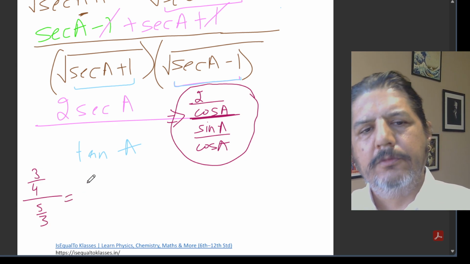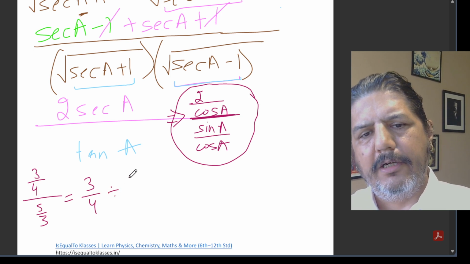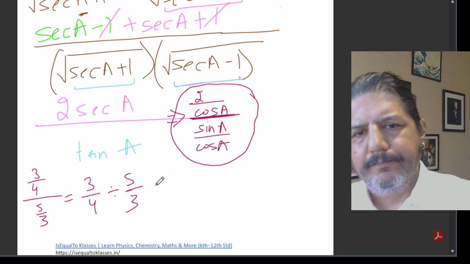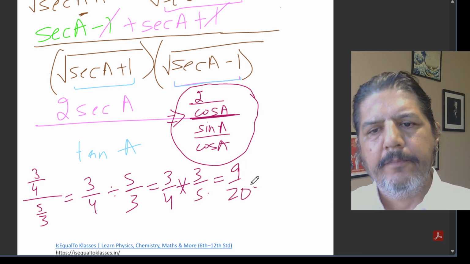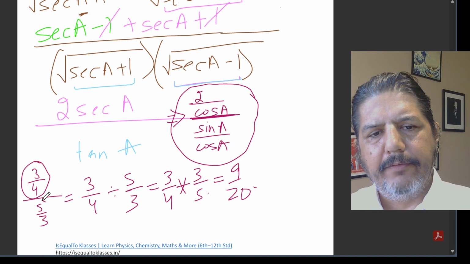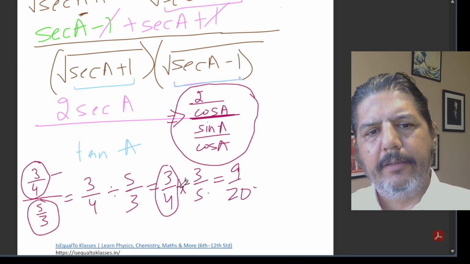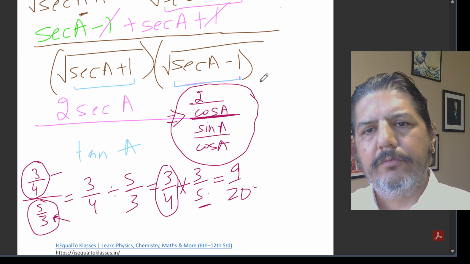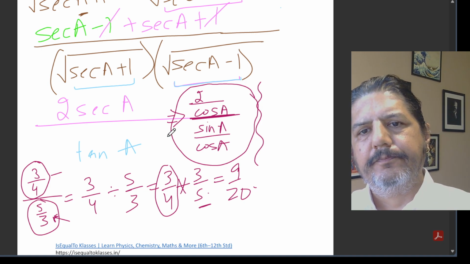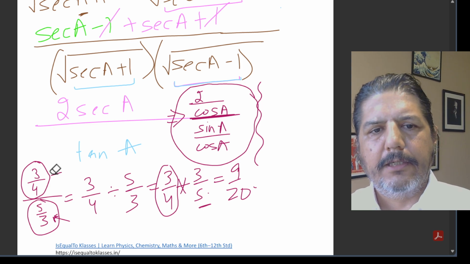So how do we solve this? We write this as 3 upon 4 divided by 5 by 3. This is just to explain. So 3 by 4 into 3 by 5, 9 upon 20. So basically, this fraction divided by this fraction would be equal to the numerator multiplied by the reciprocal of the denominator. So here it was 5 by 3. Here I have written 3 by 5. So this is how these kind of divisions are handled.